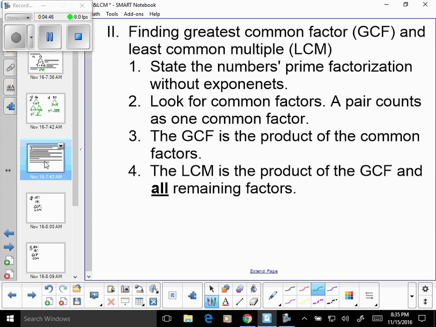Okay. Then I look for common factors between the 2 numbers. If I can find a factor in the one number that's also in the second number, then I have what's called a, meaning 1, common factor. Now the GCF is going to be the product of all the common factors. But what's the LCM? The least common multiple is going to be the product of the GCF and all of the remaining factors. I like to say that it's the GCF times the leftovers.